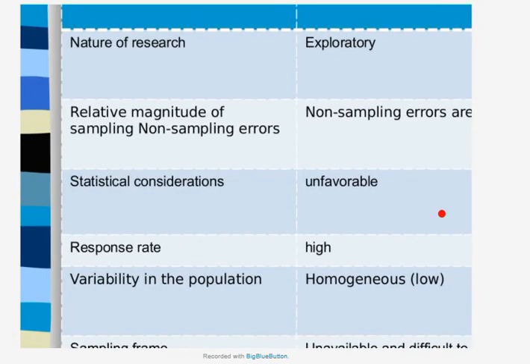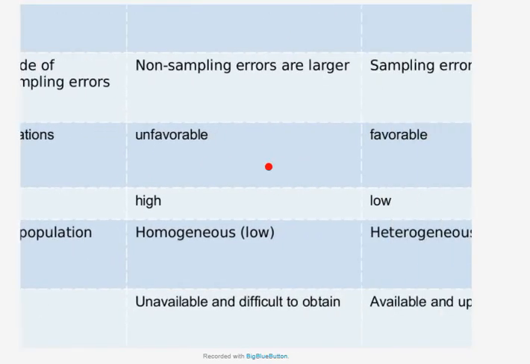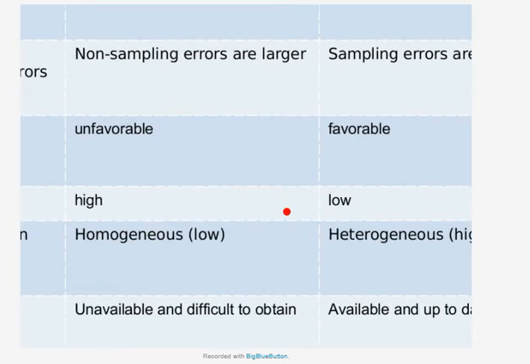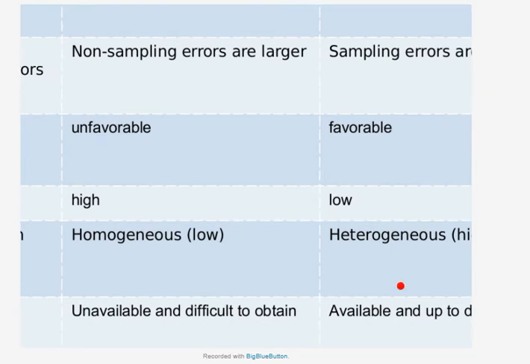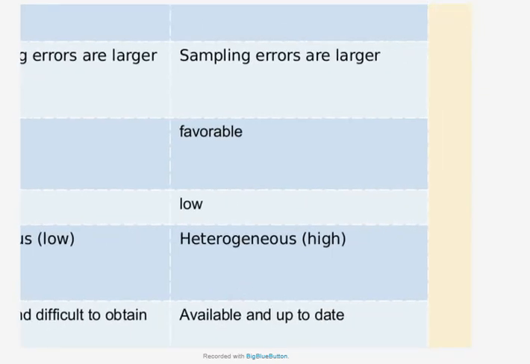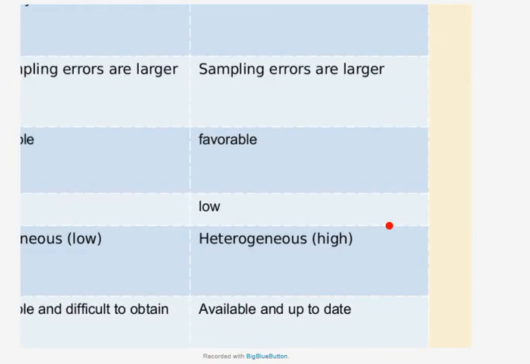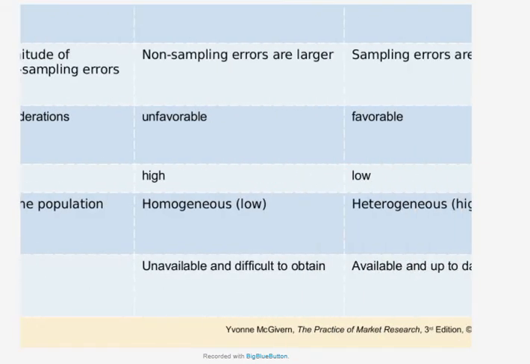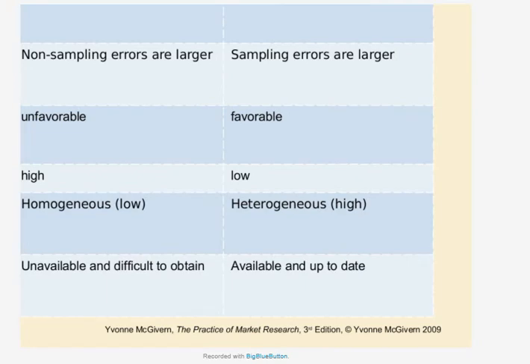بالنسبة للـ variability in population لما تكون homogeneous مفيش variability كتيرة، عشان كده كاتب جنبها low. homogeneous يعني متجانس، لكن هنا heterogeneous اللي هي غير متجانس أو مختلف، يعني الـ variability عالية، يبقى probability sampling هنا أحسن. وأخيرا السامبلنج فريم لما ما يكونش available or difficult to obtain بختار non probability sampling، لكن لما يكون available and up to date complete and accurate بختار probability sampling.